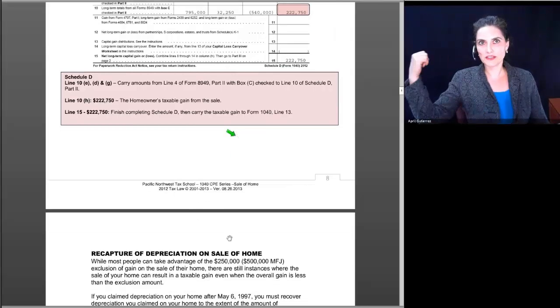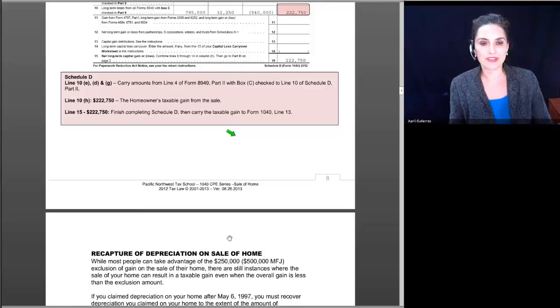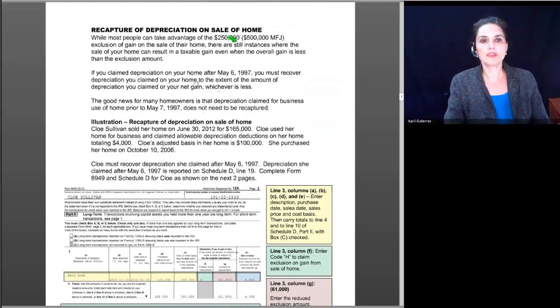And of course, for 2013, capital gain rates are going up depending on your income. Recapture of depreciation on the sale of the home. Well, most people can take advantage of the $250,000 or $500,000 exclusion amount on the sale of their home. There are still instances where the sale of the home can result in a taxable gain, even when the overall gain is less than the exclusion amount.